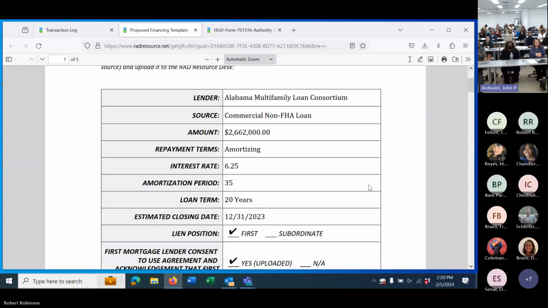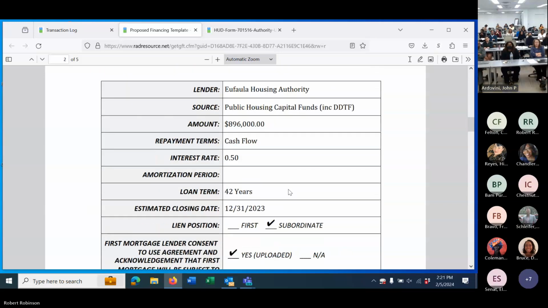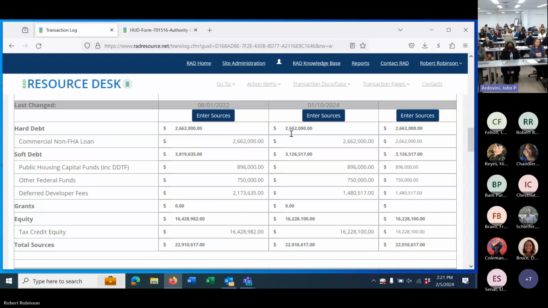Here we have the first loan for 2.6 million, interest rate of 6.25, which is fixed. Amortization period of 35, the loan term of 20 years. So that's fine. So this is the term sheet. As I mentioned, it captures all that information describing who the lender is for each of the sources and the amounts and the terms of the source of funding.